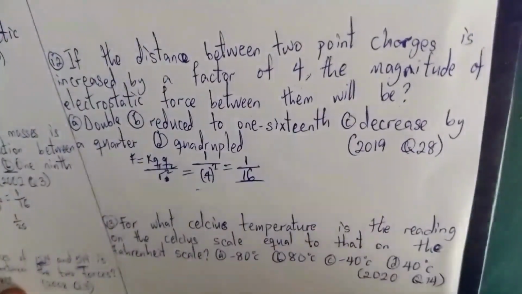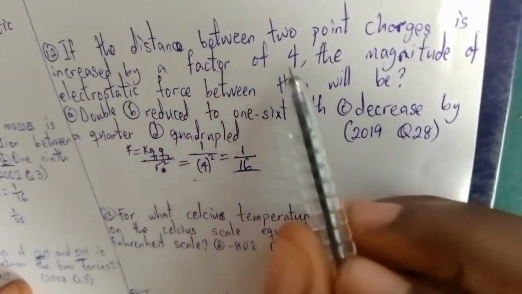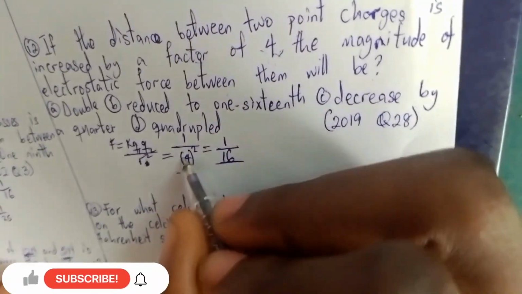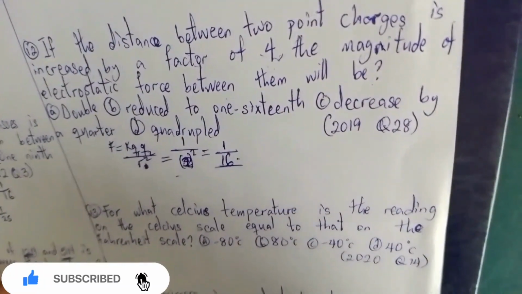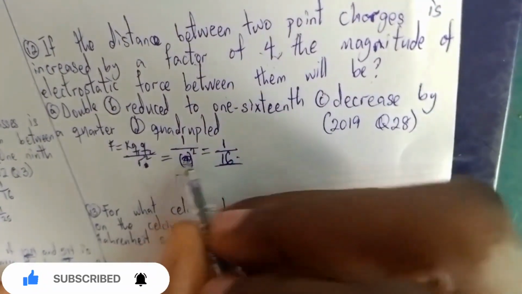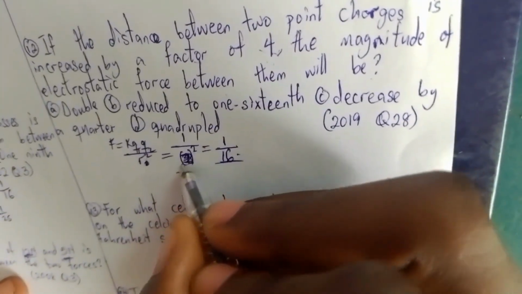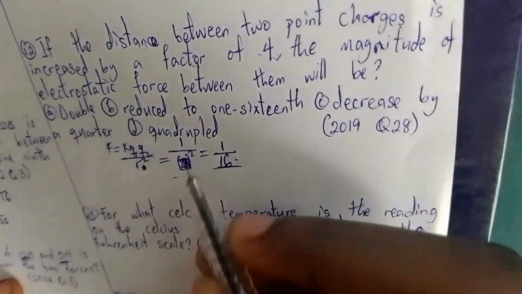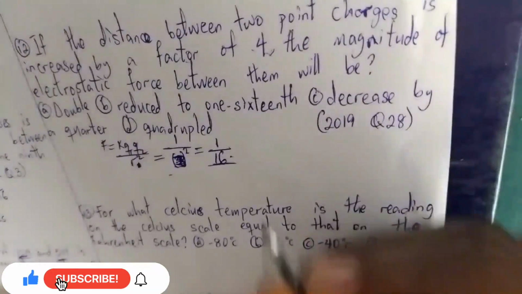As simple as that. If they said the distance between them is increased by a factor of 2, what will be the answer? 2 square is 4, so 1/4. If they said it is tripled, like it is increased by a factor of 3, then our answer is going to be 3 square, which will be 1/9. So it's just inverse proportion.